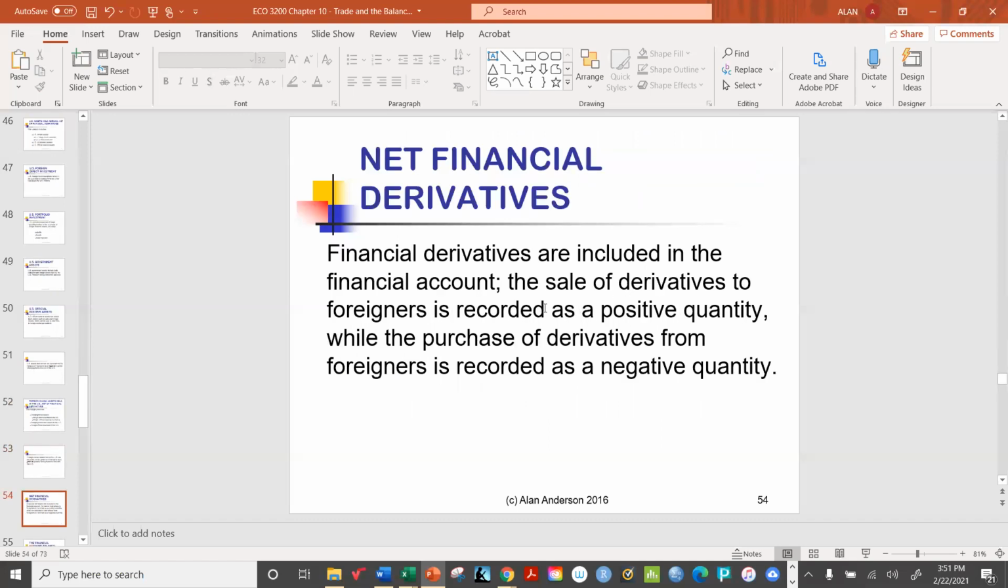And net financial derivatives. So the sale of derivatives to foreigners is recorded as a positive inflow. The purchase of derivatives from foreigners is recorded as a negative outflow. Because derivatives are available for sale in every country in the world, it's not just the United States, although most of them are traded here. The ones that are not are usually traded in London. But every major city throughout the world has its own derivatives exchanges. It's just that most of them are here, as you can probably guess.